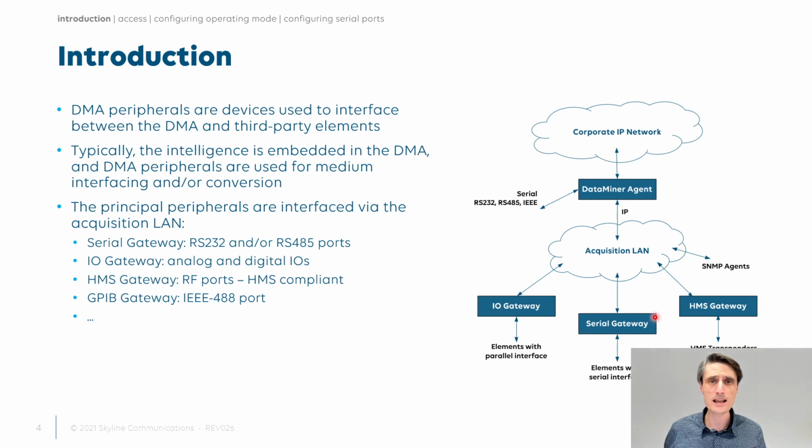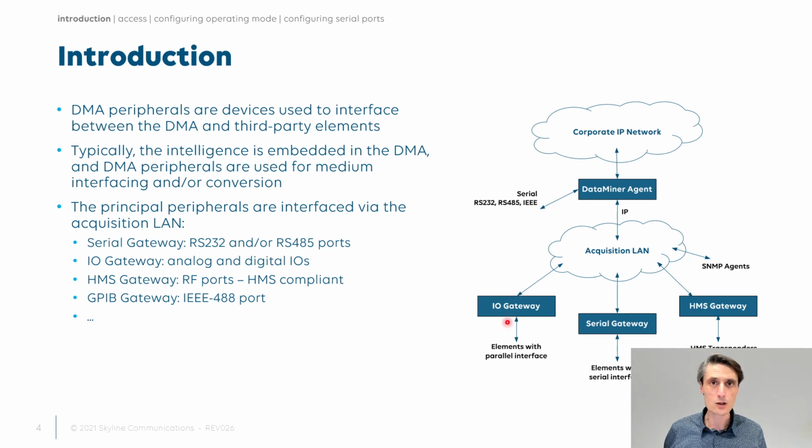So we have various brands of vendors that are supplying a serial gateway. It basically has a bunch of serial ports and makes it available on the TCP/IP network so that DataMiner is able to talk to it. That's what we call a so-called peripheral. It does a medium conversion from IP to serial.